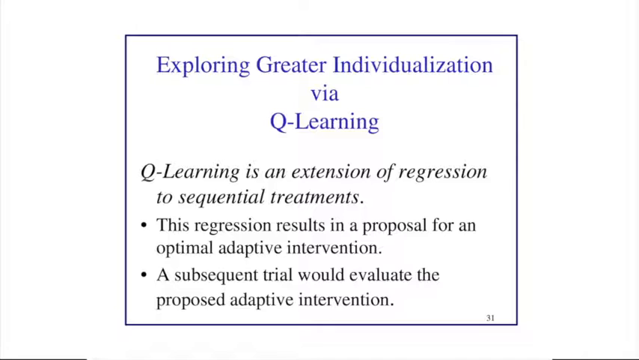Like I said, it's an extension of regression to sequential treatments. This regression produces a proposal for an adaptive intervention. And of course, you would have to evaluate that adaptive intervention in a future trial. You can't just pretend it's the one you should go and implement in real life. You're just constructing an intervention. You're not confirming that it's best.